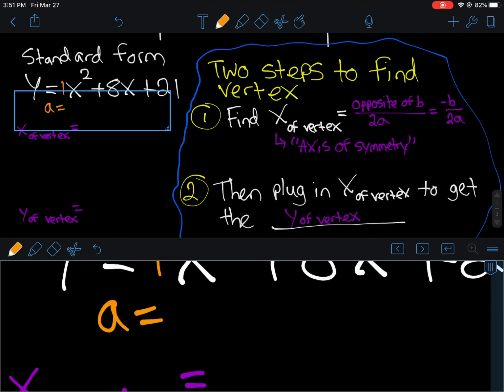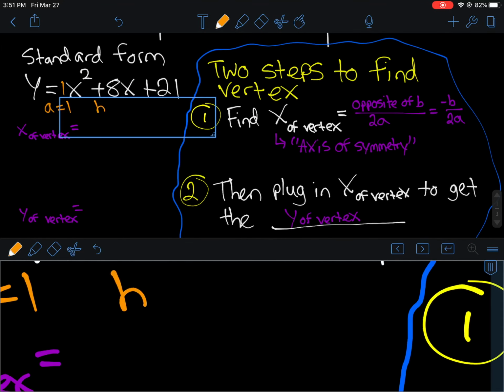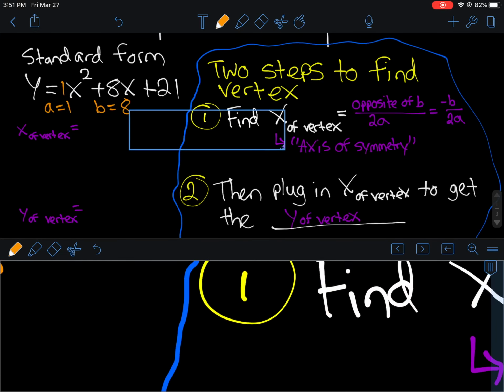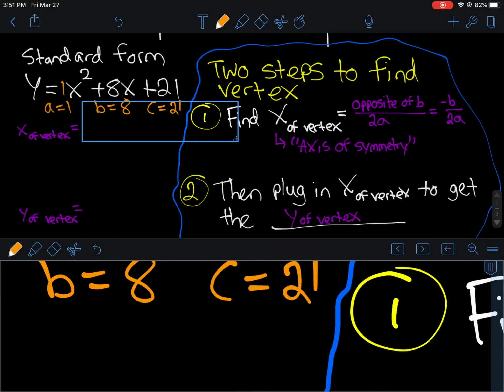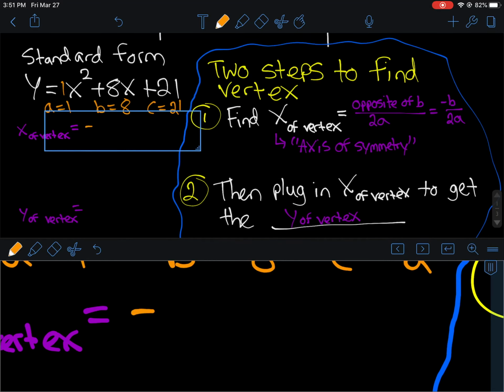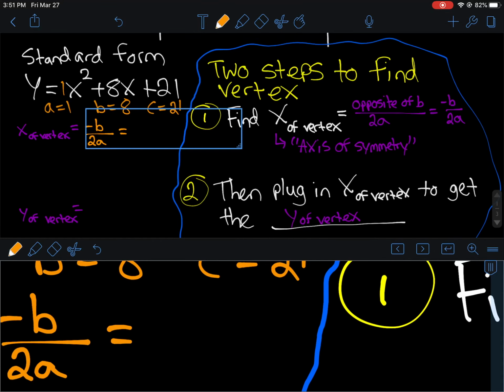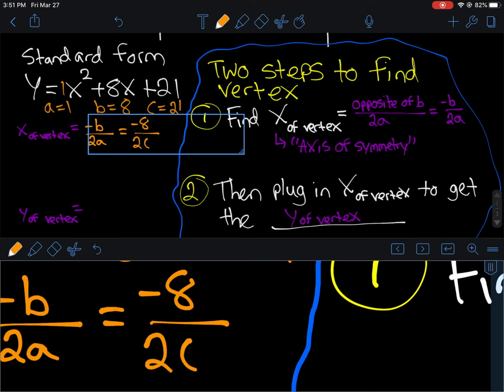A is 1 here because that's what's in front of x squared. B is 8 because that's what's in front of my x. And then c is 21 because it's my constant here. Now find the x of the vertex. Remember, it's opposite of b, or negative b, over 2a. So when I do this, the opposite of 8 will be negative 8, and then this is all over 2 times 1.